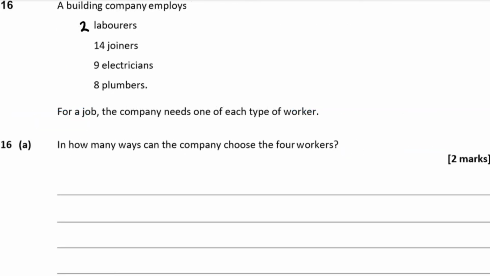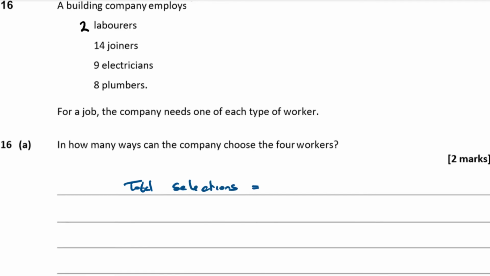A building company employs 2 labourers, 14 joiners, 9 electricians and 8 plumbers. For a job, the company needs 1 of each type of worker. In how many ways can the company choose the 4 workers? Well, the total number of ways, total selections.